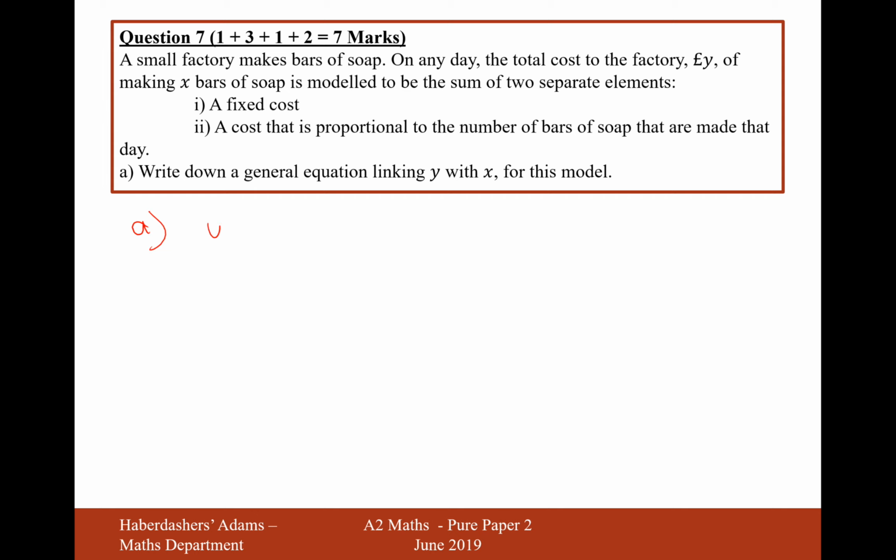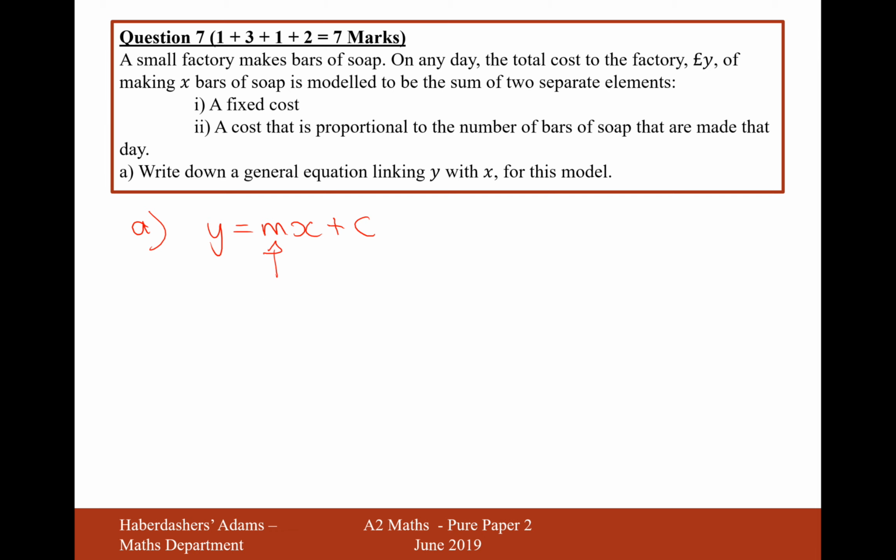So it's just going to be a y equals mx plus c model, because m is the proportion of the cost of the number of bars of soap that are made that day, and you've got to multiply it by x to get your total cost. So say it costs 20p to make a bar of soap, you've got to take that 20p and multiply it by how many bars of soap you make to work out the total cost for that bit.